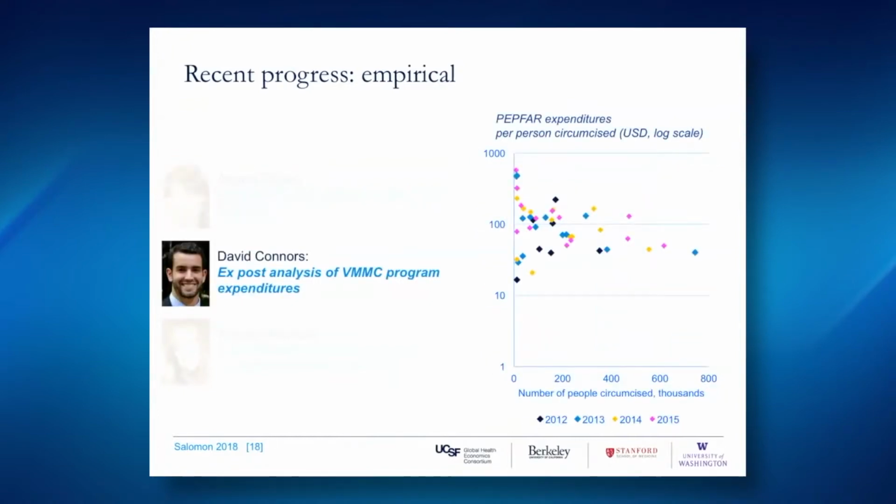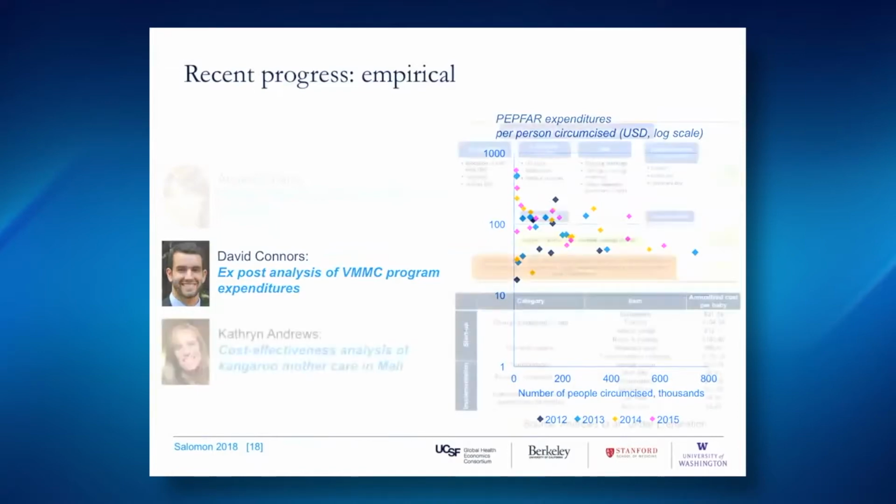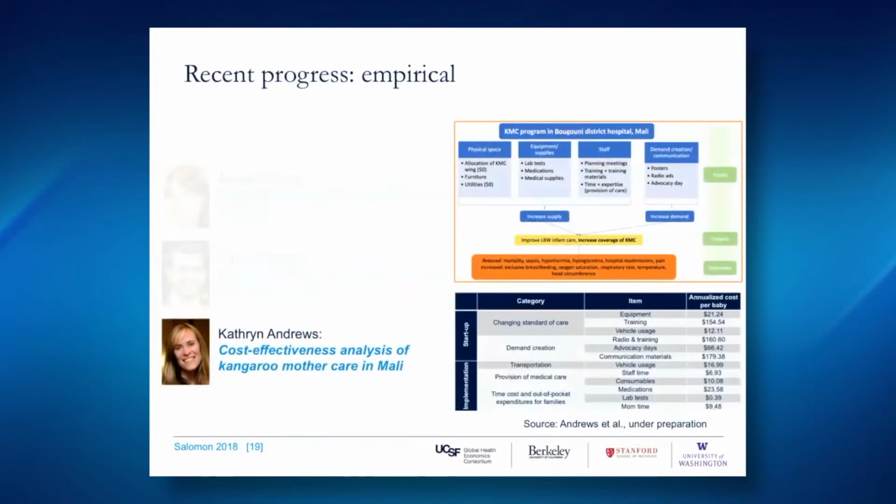David Connor has been looking at empirical data from PEPFAR countries on voluntary medical male circumcision. This graph just shows you enormous variability across countries, which I think does hint at implementation issues at local scale. And finally, a third example, Kat Andrews has been doing a detailed analysis of a kangaroo mother care program in a hospital in Mali. And kangaroo mother care, as many of you know, is the idea of continuous skin-to-skin contact, especially for low birth weight infants, to improve outcomes.